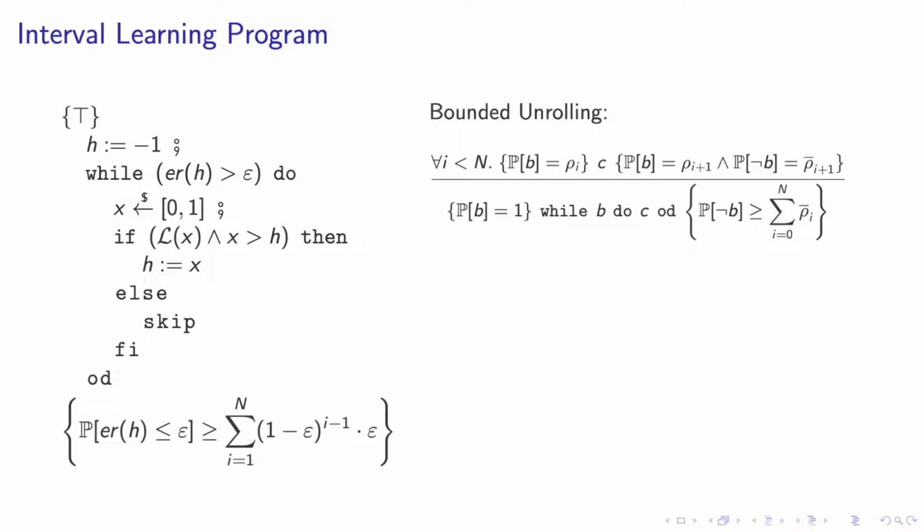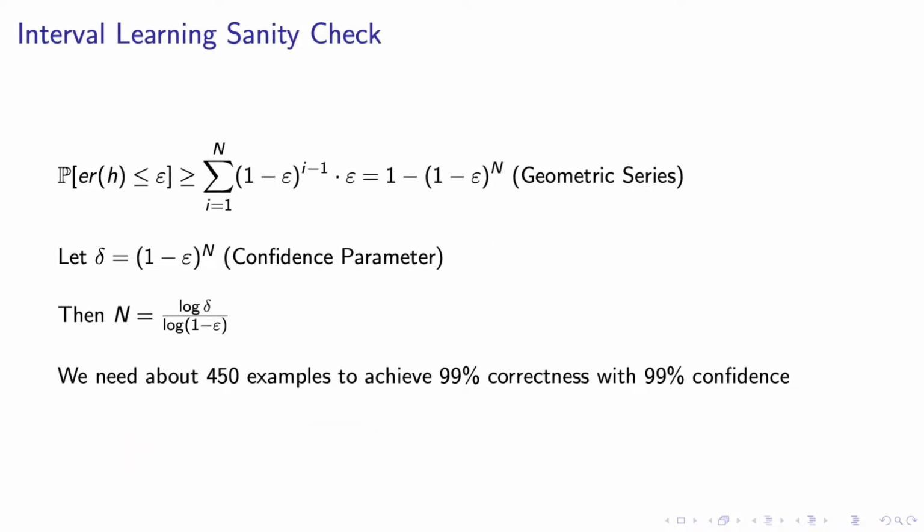That's okay. We can still under-approximate its behavior using the bounded unrolling rule, which states that the probability of some event is lower bounded by the sum of the outcomes after some finite number of iterations. In the case of interval learning, this summation is a geometric series. So we get a nice closed form expression for the result.